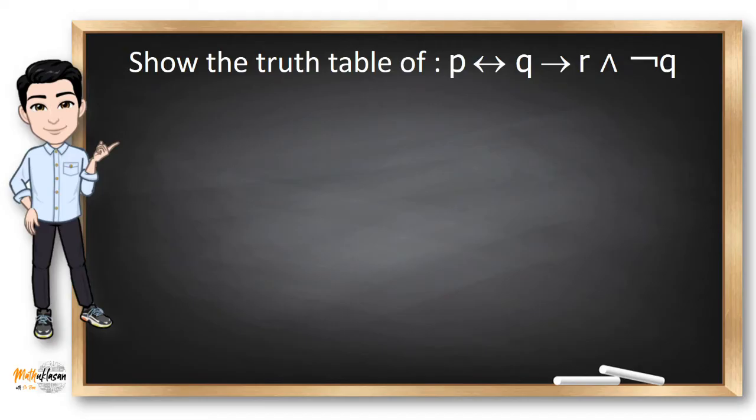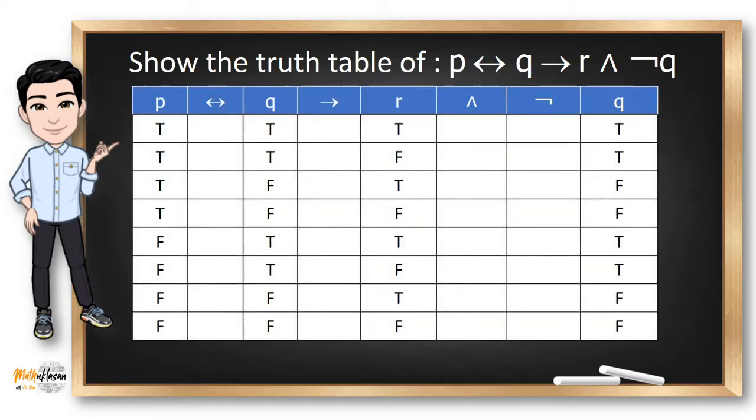In this next example, notice that we have three non-identical propositions. We have here P, Q, and R. And for this, we need to construct a truth table consisting of 8 rows. But why? Because we have three non-identical propositions. So we're going to use 2 raised to r, or in this case, 2 cubed, which is equal to 8. That is why we need a table consisting of 8 rows: 1, 2, 3, 4, 5, 6, 7, and 8.